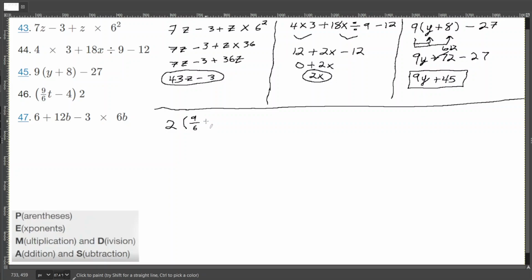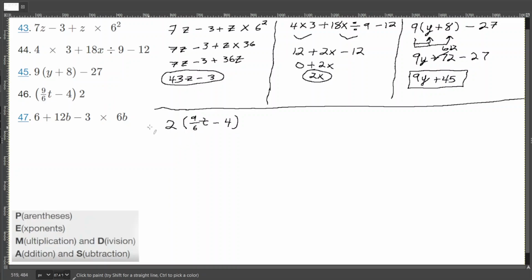9/6 t minus 4. So this doesn't change it, okay? I would still do the same process. I would still do 2 times the 9/6 t. Then I would do 2 times the negative 4. So it doesn't change anything in this instance, okay?